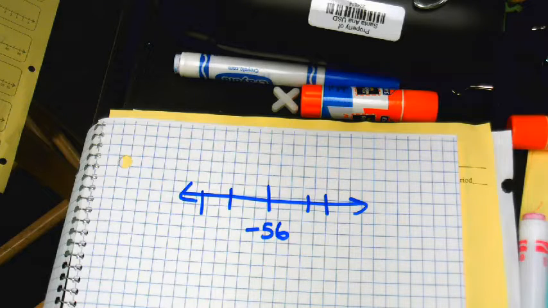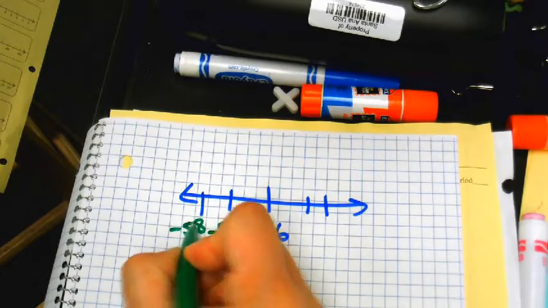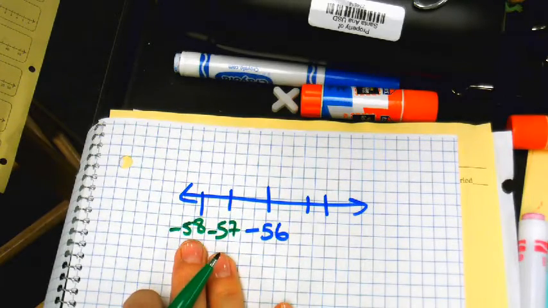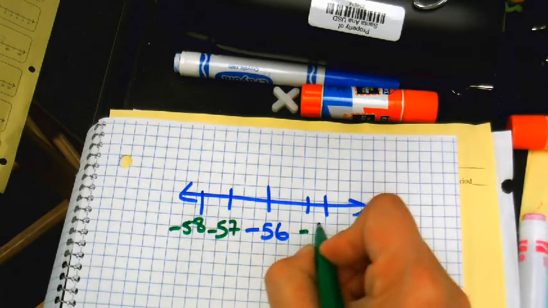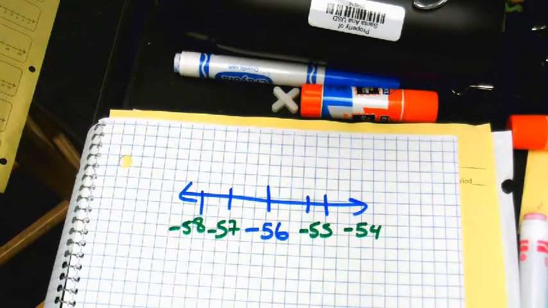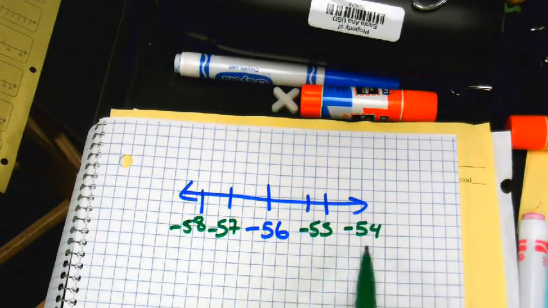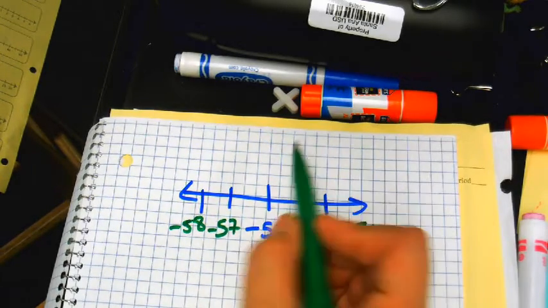All right, so what are the two numbers below it? Negative 57 and negative 58. Yep, those go on the left. And then these numbers are negative 55 and negative 54. I know, that's the only way I can make this harder, right? That's it. Because kids will put these numbers over here.